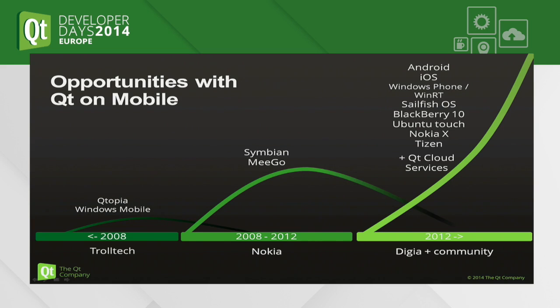And after that, it's been quite a ride with mobile platforms. So Android, iOS, and Windows Phone / WinRT are officially supported ones. Sailfish OS, BlackBerry 10, Ubuntu Touch, Nokia X, Tizen, and more. So the opportunities around using Qt for mobile platforms have really expanded in the past 2 years.